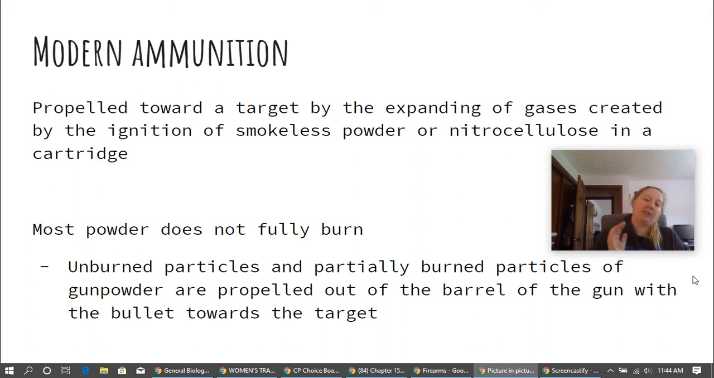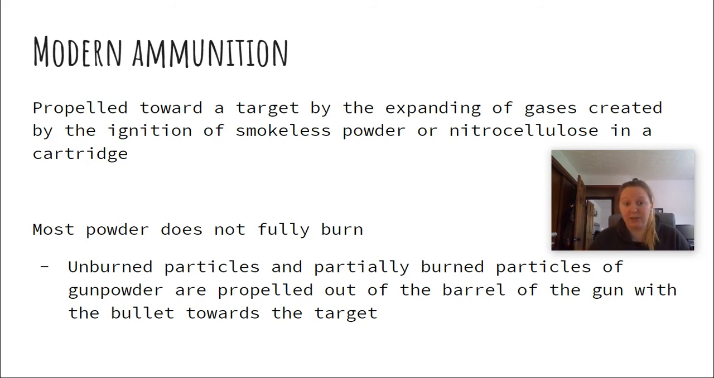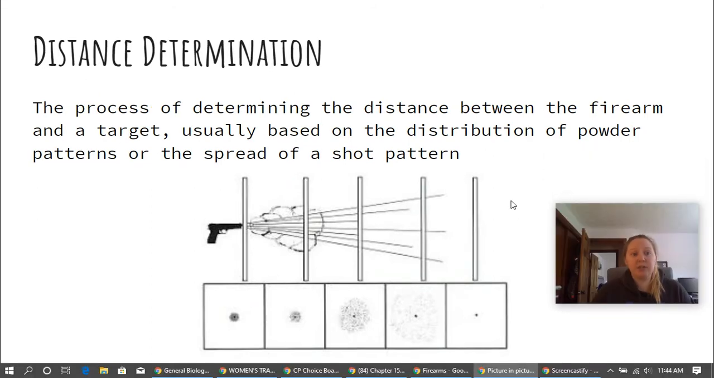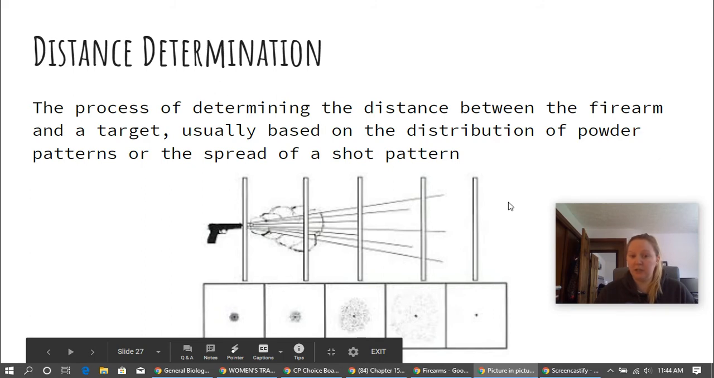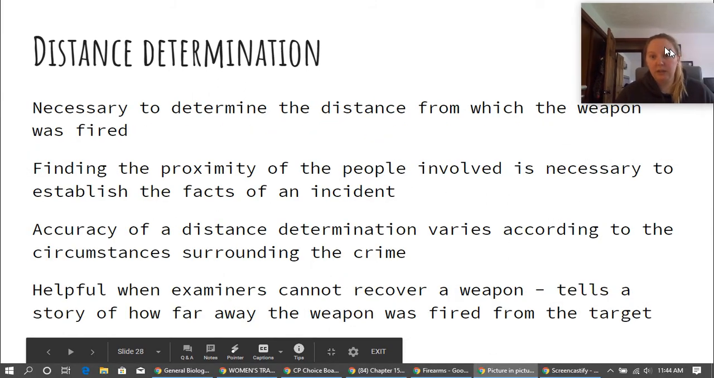But gunpowder residue also goes out the barrel of the gun behind the bullet and can strike its target as well, which helps tell us a really good story. Distance determination. The process of determining the distance at which a firearm was shot usually is based on the distribution of powder patterns and the spread of the shot. So here is a really good one for a handgun. You can see the closer the shot, the tighter and more gunpowder residue there is, versus the further away the shot is, the less gunpowder residue there is.